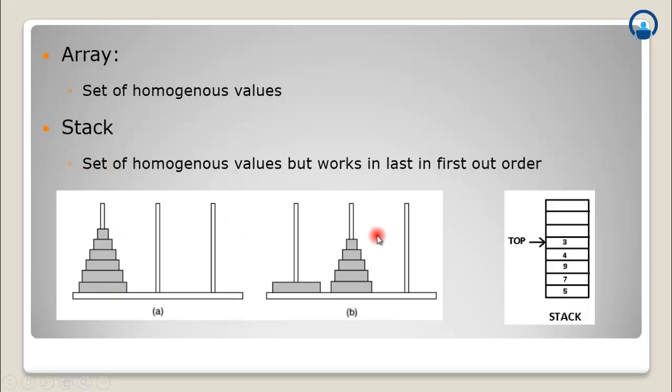Hence stack is called last in first out, and it also contains homogeneous values. Means if I'm saying a stack will contain integer values, it will only store integers, and if I'm saying floating, it will store only floating point values, but it can't contain a combination of integer plus floating point.